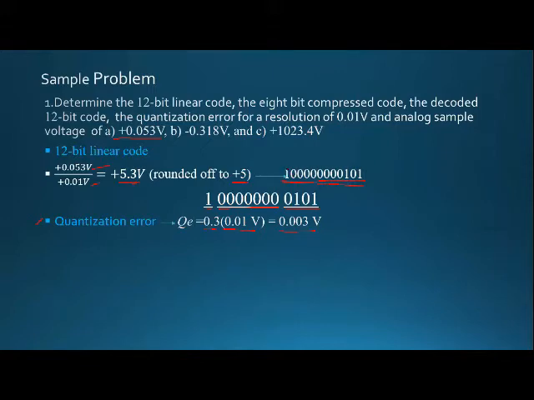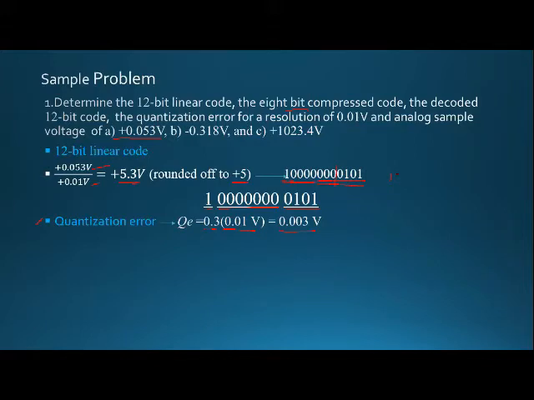Then, since we are asked to identify its 8-bit compressed code, in expressing it in 8-bit compressed code, copy the sign bit, 1, then count the number of trailing zeros. That is 1, 2, 3, 4, 5, 6, 7, 8. Take note, in this example, based on the steps I have presented, the number of trailing zeros must not exceed 7. So we only consider 7 trailing zeros. 7 minus 7 equals 0.